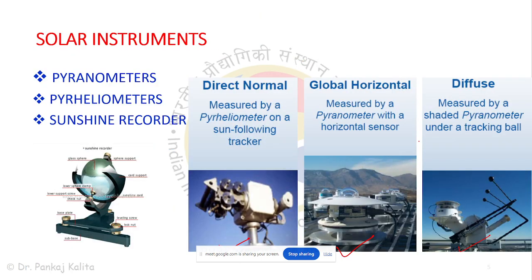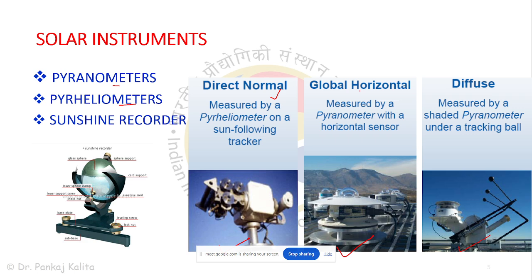Now we can measure the direct and diffuse values by different instruments like pyranometer, pyrheliometer, and sunshine recorder. The pyrheliometer only measures the direct rays. The pyranometer can measure global as well as the diffuse rays. The pyrheliometer measures the normal beam. You have to remember which instrument is used to measure what type of radiation.